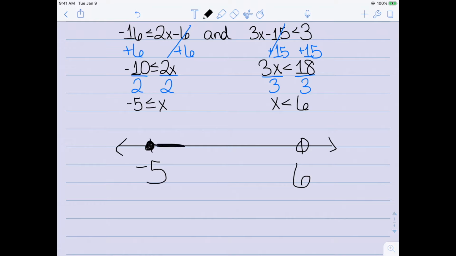I need numbers that are bigger than -5, but at the same time, I need numbers that are less than 6. So we can see that all of the numbers between -5 and 6 do satisfy both of these at the same time. So I'm considering the interval from -5 to 6, where I use a square bracket on -5 and a parentheses on 6.